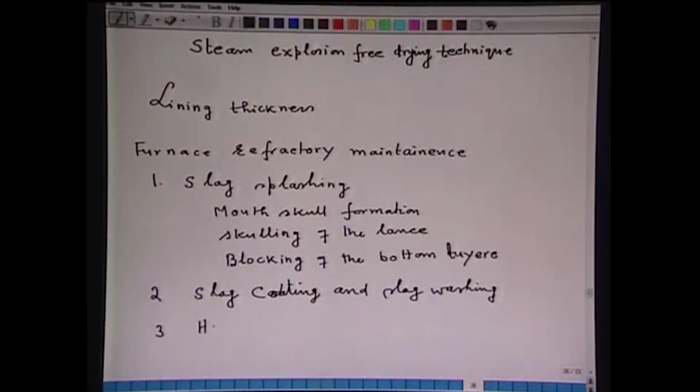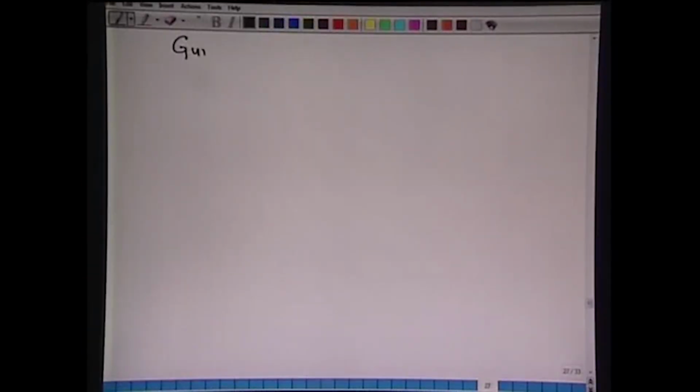Then the third is hot patching. Now, in the hot patching, the self-flowing refractory mixes enable precise maintenance of the scrap preheat zone, tapping pad and bottom joint. This is for the hot patching, wherever between the heats there is a problem, then this hot patching can be done. Another important repairing technique is that of gunning.